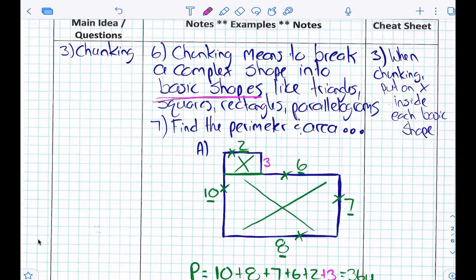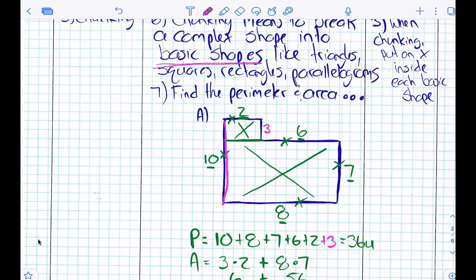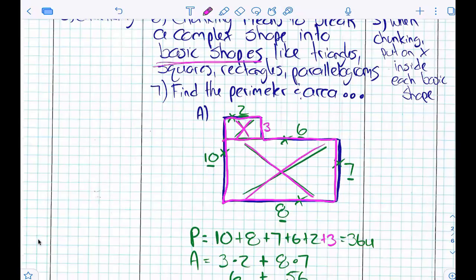So this right here, watch what I'm tracing. Can you guys see what I'm tracing? That is a complex shape, right? If I wanted to break it into 2 basic shapes, I would just draw this line right here and put an X for my 2 basic shapes, right?